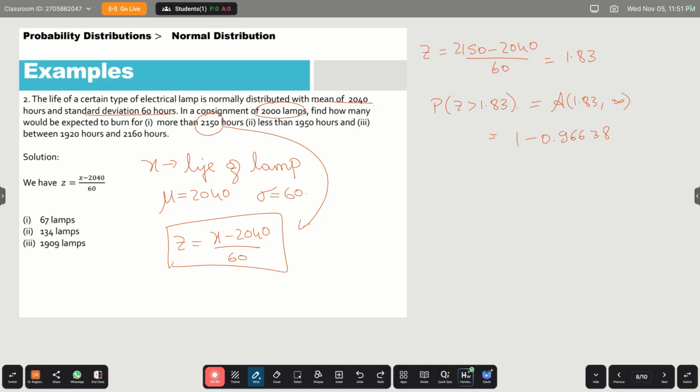0.96638. You can check it in the table. 0.96638, and when you subtract this from 1, you will get 0.033625. Okay, so this is the probability that the life of a lamp is going to be more than 2150 hours.